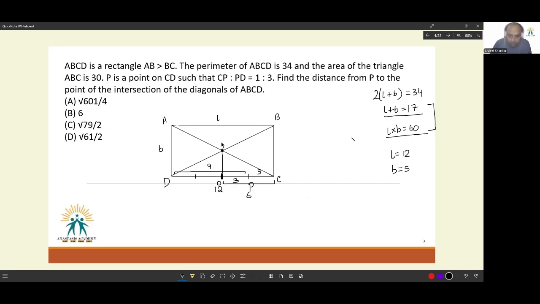Additionally, OE will be half of B, which means it will be 2.5. If I'm looking for the length of EP, EP square will be equal to 2.5 whole square plus 3 whole square, or EP square will be equal to 25 by 4 plus 9, which is equal to 61 by 4, or EP will be equal to under root 61 by 2, which is option D.